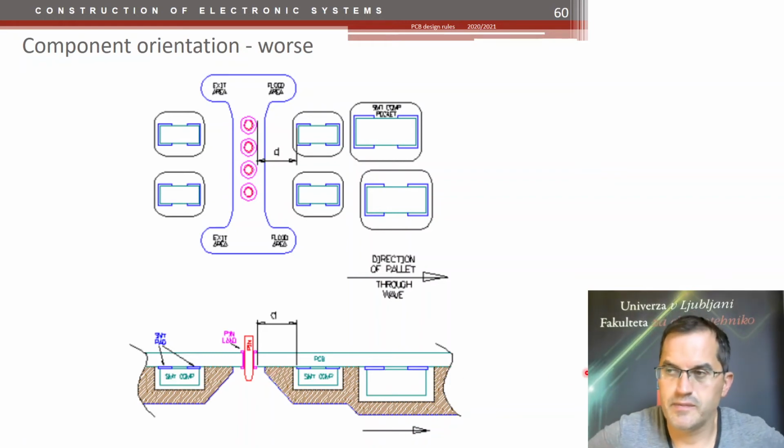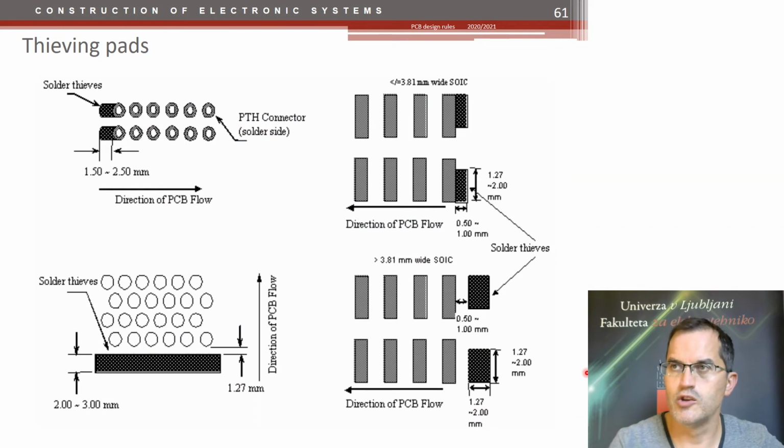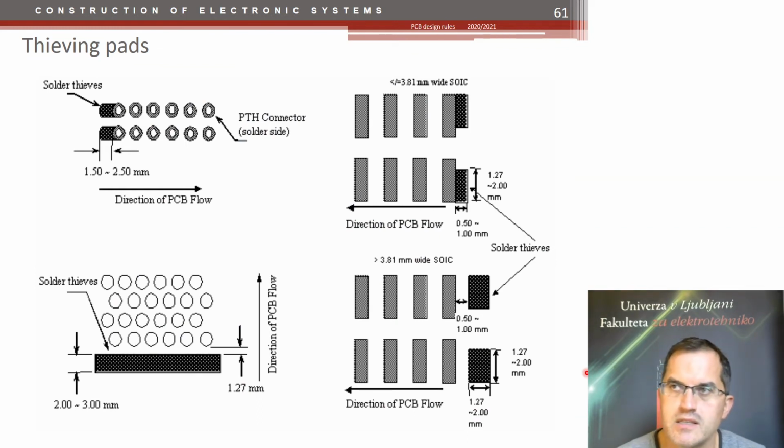Before, I told you about the problem of solder bumps. How to solve them? Well, you should put so-called thieving pads, solder stealing if you want. According to the direction of the PCB flow, you should put some exposed metallized areas on which the leftover of this solder bump would stay. So here at the end, if the direction is upwards, these are the thieving pads for this big connector here. Here as well.